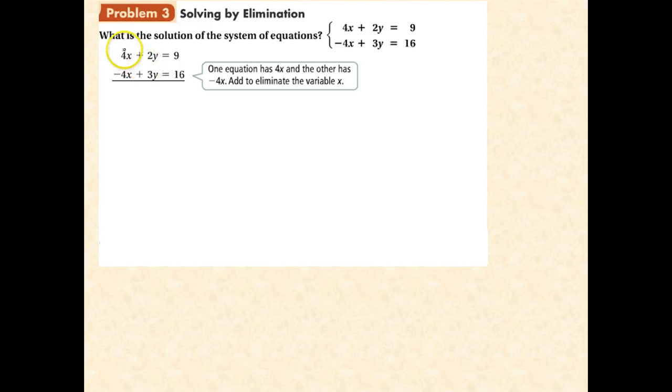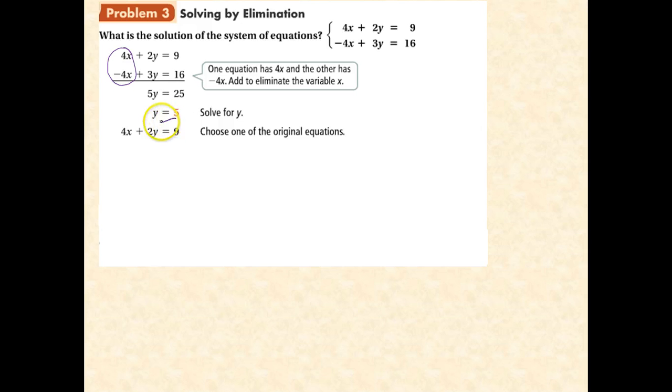So if we are lucky enough to have one variable cancel out by adding equations, it makes our life easier, because that will get rid of 4x minus 4x is 0. No more x. So we would just get 2y plus 3y is 5y equals 9 plus 16, 25. Then I can divide both sides by 5 and get y equals 5. Then I can plug that 5 into either one of these equations for y and then solve for x. I believe we picked this one just because it has a positive 4 instead of the negative 4, which seems like it's a little bit easier to solve perhaps.